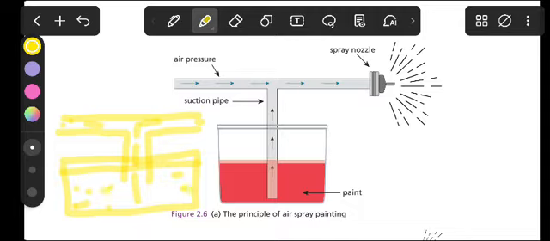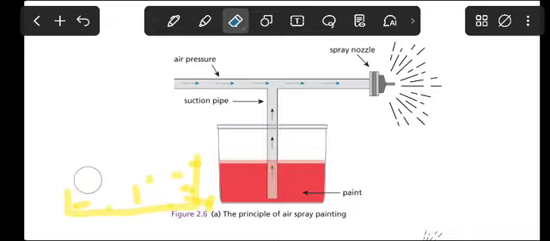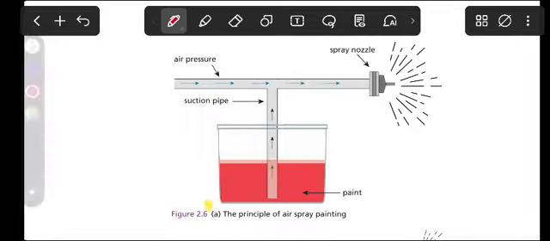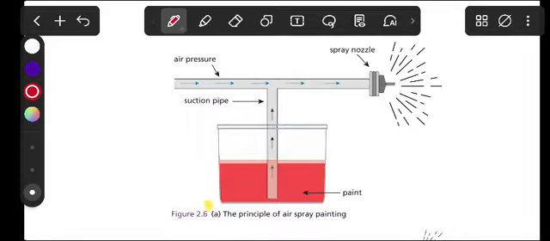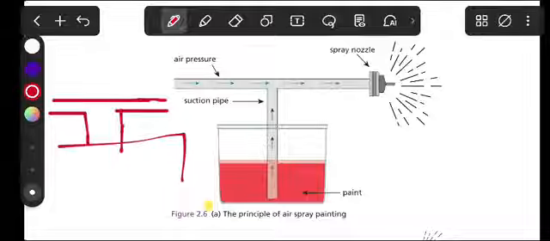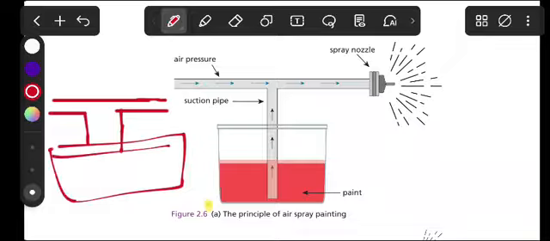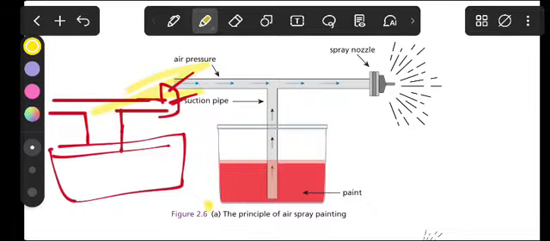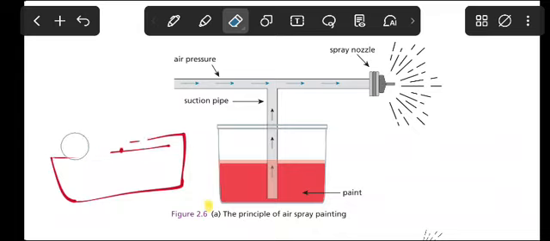Just write paint inside. You indicate air pressure, all that. Then you'll be fine, guys. You will know how to draw this thing. There's nothing bad there. Then you have something going down. You have your bucket there. You have some nozzle spraying. Just make it clear there.